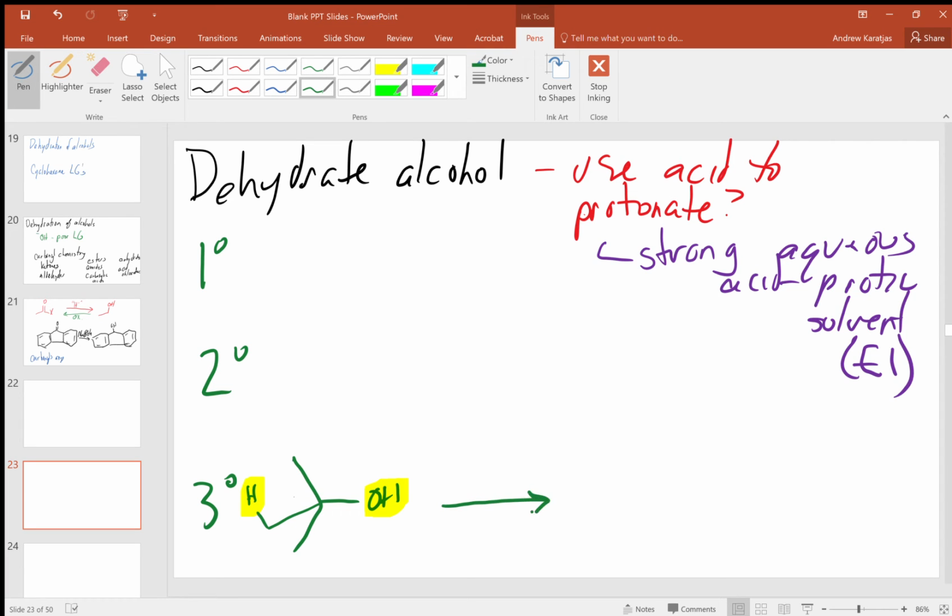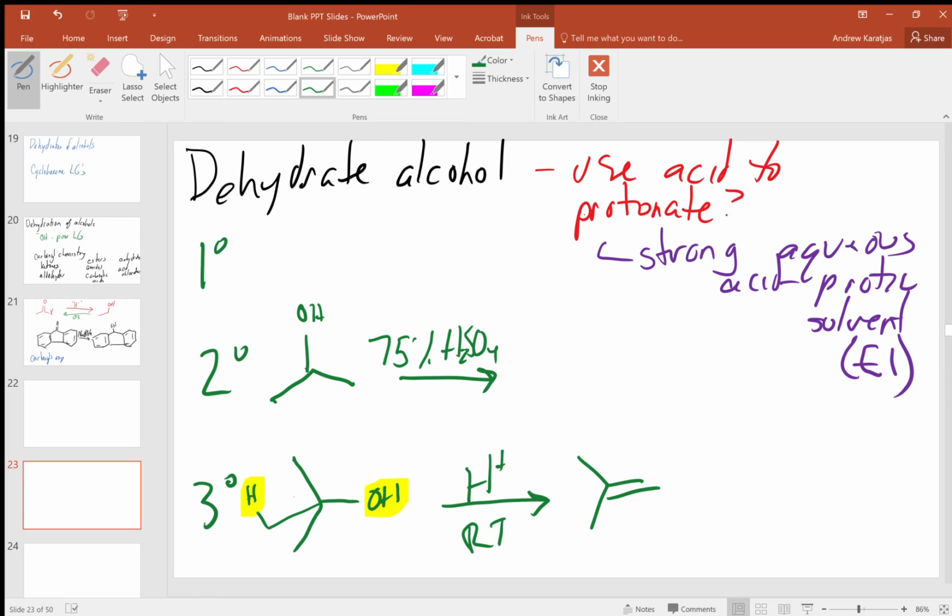Now, if you do this with a tertiary alcohol, it's pretty easy. Works quite well. You add a little bit of acid, you stir it for a little while at room temperature, and you get your E1 to take place. But if you try this with a secondary alcohol, you get a less stable carbocation, and so you need stronger acid, maybe 75% sulfuric acid, and you're going to have to heat it up to 100 degrees Celsius, and you can get your elimination to take place.